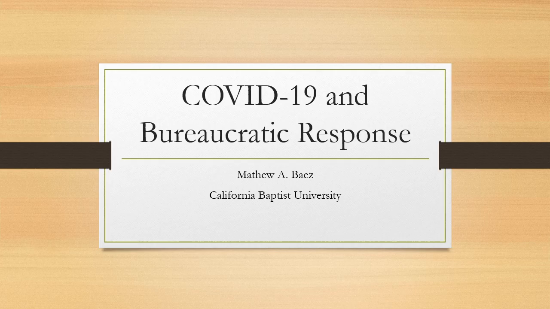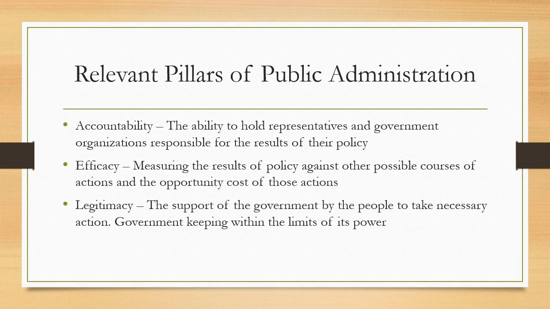Today I'm going to be talking about the coronavirus, or COVID-19, and the response by the United States government at both a federal and state level, and how the government responded to the pandemic and the results of that response. Now, I've applied the government response to three different pillars of public administration, those being accountability, efficacy, and legitimacy. These were the three pillars that I found to be most relevant in the government's response.